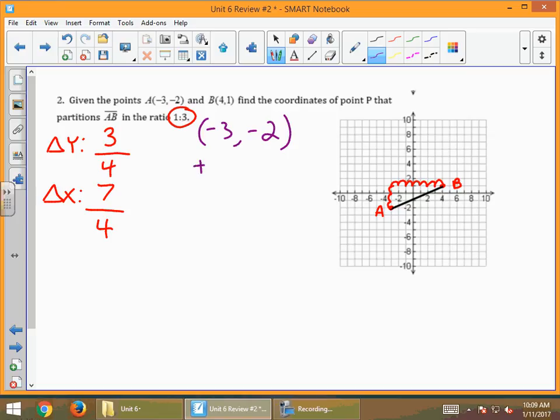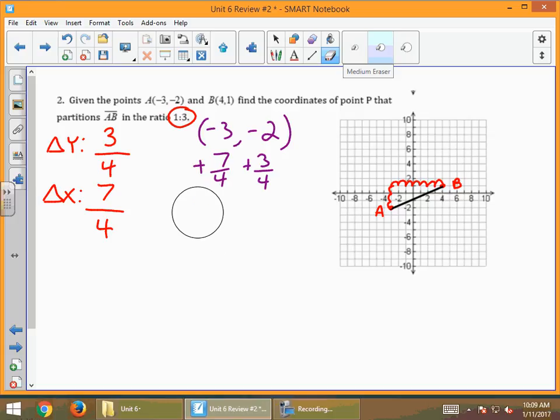So let's go ahead. I'm going to add 7/4 to this one. I almost put it backwards. I'm going to add 3/4 to this one. And that will give me a new point, possibly. So when I do -3 plus 7 over 4, I get what? -5/4. Very good. Do that on the calculator, -5/4.